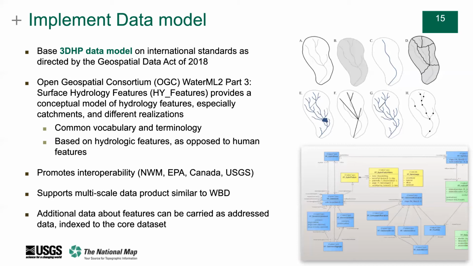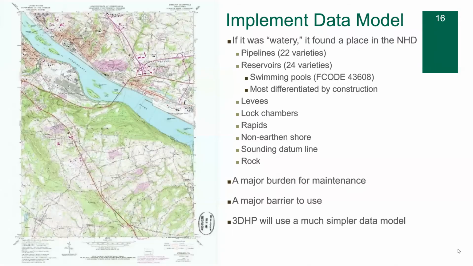Finally, we're really going to simplify the data set, really focus on, again, just what's hydrologically important, and allow lots of the other attributes that we currently carry as core, as different F codes within the data set, to be carried as address data, linear events, point events, poly events, whatever. Carry them indexed to that core data set, but not as an inherent part of that core data set. And that core data set is a significant part of our challenge in maintaining the NHD.